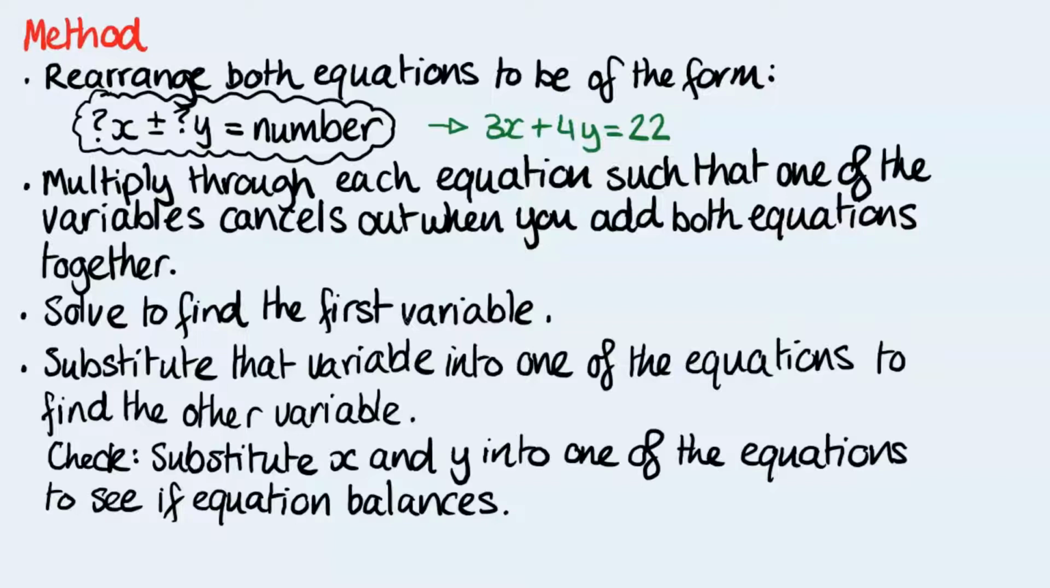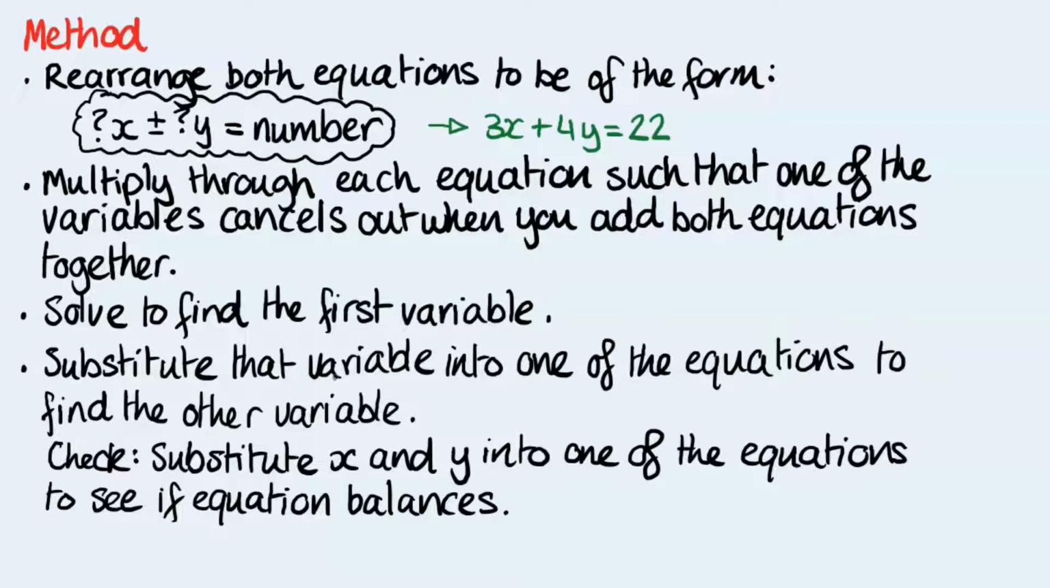And then after you've rearranged it, the second step is you multiply through each equation so that one of the variables disappears when you add both equations together. And this will become more apparent in examples later on in this video, but essentially if you can imagine the first equation containing a minus 3y and the second equation containing a plus 3y, if you add both equations together, minus 3y plus 3y, well, those will cancel out, so you've gotten rid of the y variable. So that's the whole point of that step.